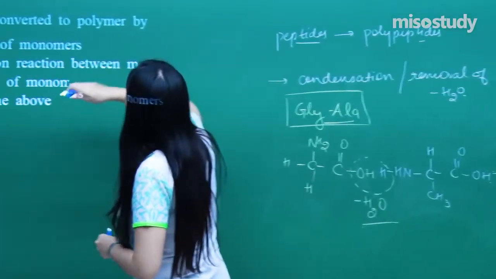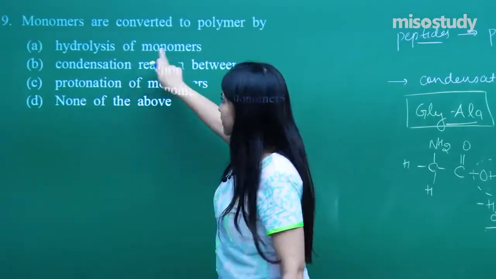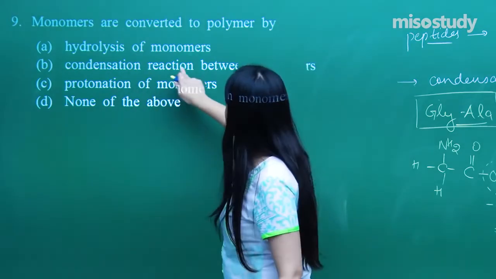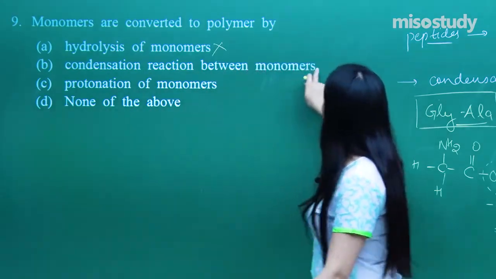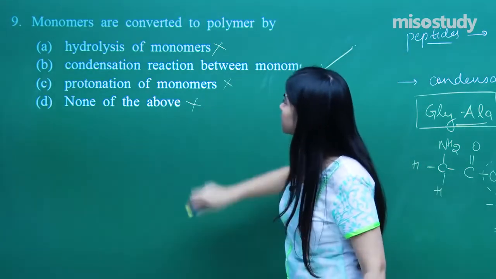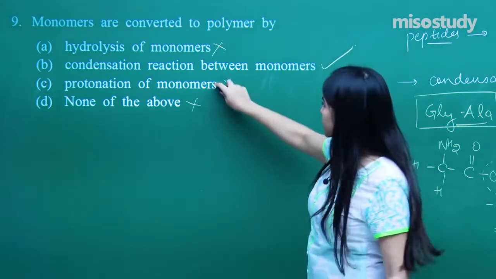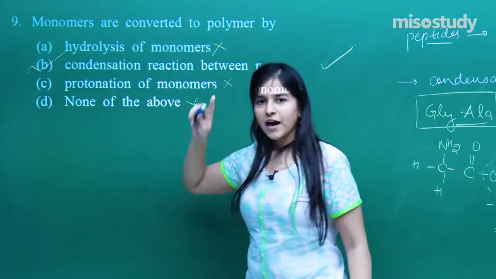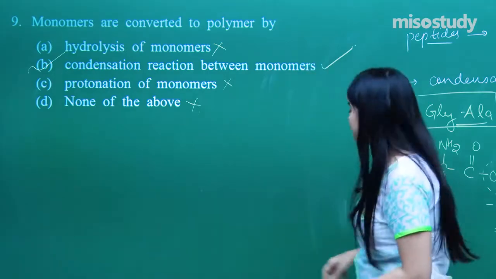So monomers are converted to polymer by hydrolysis of monomers? No. Hydrolysis means breakdown. Condensation reaction between monomers, yes, this is the answer. Protonation of monomers, none of the above. So the last two are not correct, but B is. I hope everybody has got the answer over here.